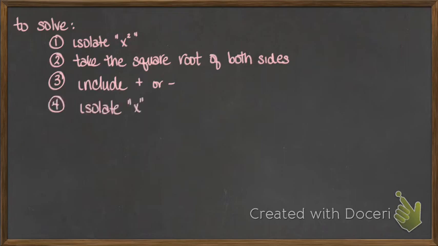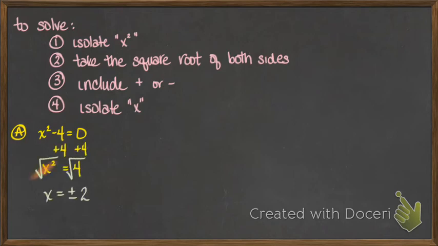And then we'll isolate x. So taking that first example, x squared minus 4 equals 0. I'll isolate x squared. I'll take square roots of both sides. The square root of 4 is both plus or minus 2. And then make a statement about my solutions. X equals 2 or x equals -2, taking that plus or minus option into account.